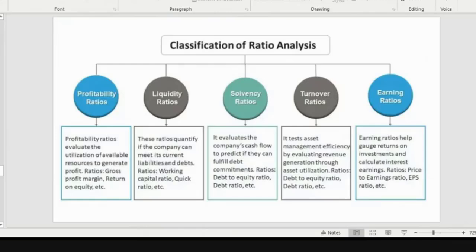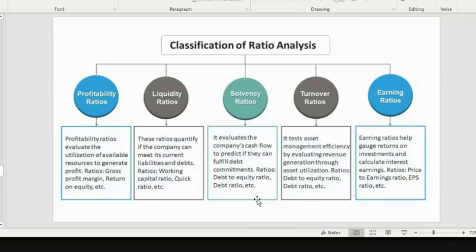Now, classification of ratio analysis, we touched on this before. The profitability ratios would evaluate the utilization of available resources to generate profit. Those ratios would include gross profit margin, return on equity. Liquidity ratios will quantify if the company can meet its current liabilities and debts: working capital ratio, quick ratio. And you have solvency ratios. They evaluate the company's cash flow to predict if they can fulfill their debt commitments. They include debt to equity ratio, debt to asset ratio.